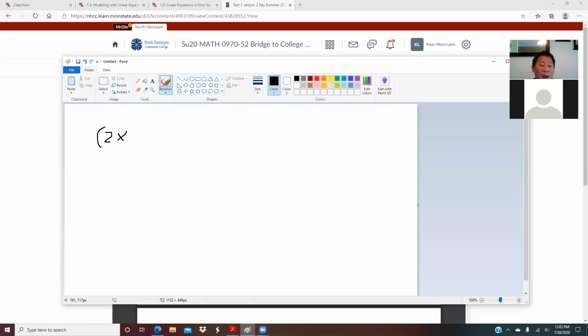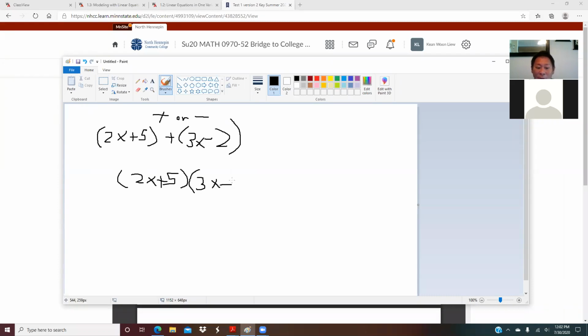If you have 2x plus 5, and then you have a minus or a plus sign in the middle, and then 3x minus 2, let's say, this you do not FOIL. You just add or subtract. This is addition or subtraction. So make sure you know this very well. But if you do not have an addition or subtraction sign in the middle, you just have parentheses like this, then yes, this is where you FOIL. This is where you FOIL out.